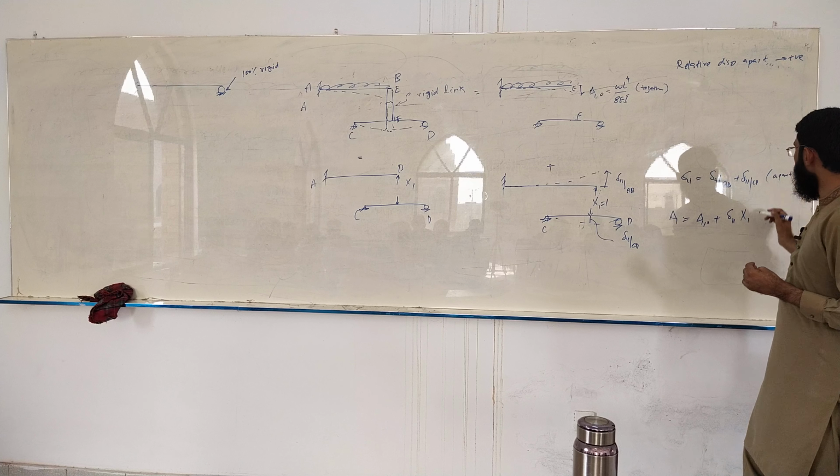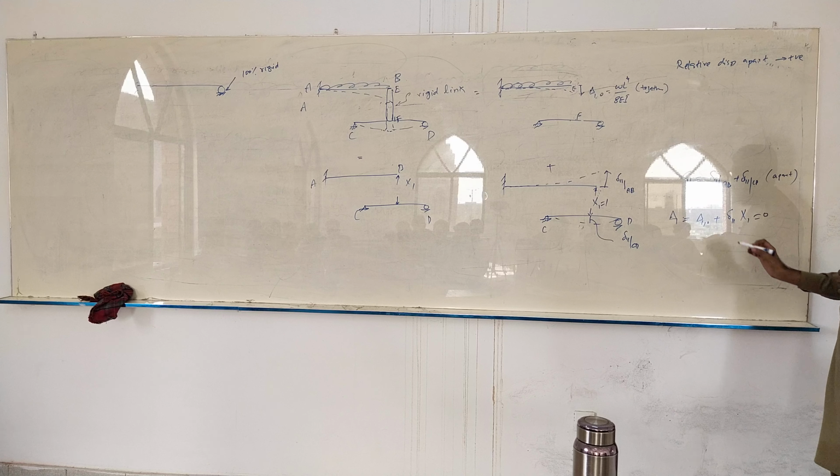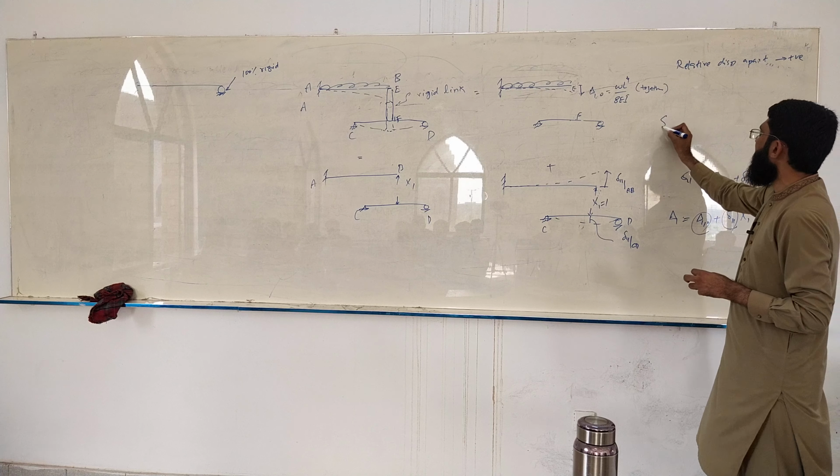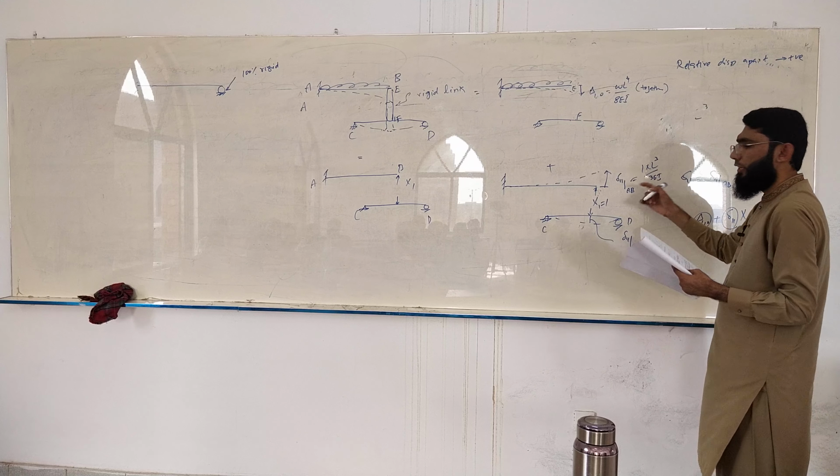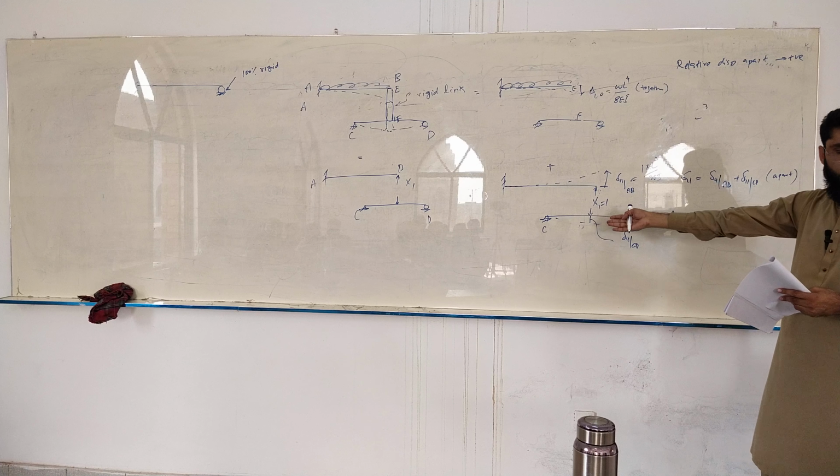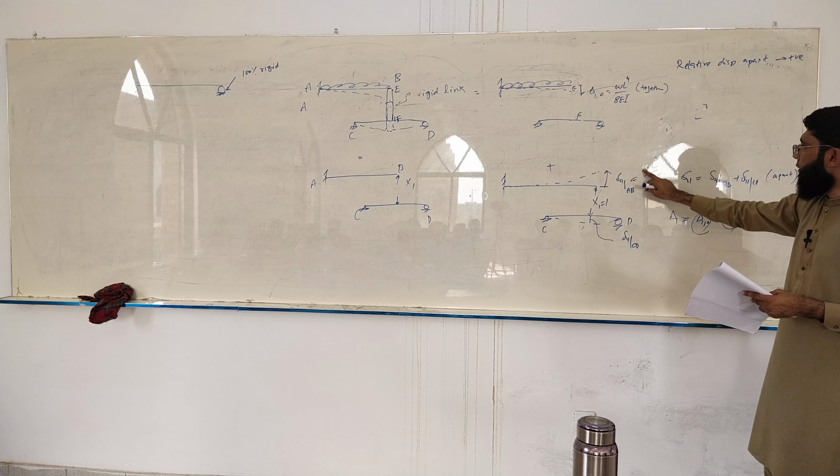So this is 0. Now you just put the values, delta 1 naught, delta 1 1. Delta 1 1 can be easily found. For this case, it is 1 times L cube over 3 EI. In a cantilever there's a unit load, so this is how you get L cube over 3 EI.